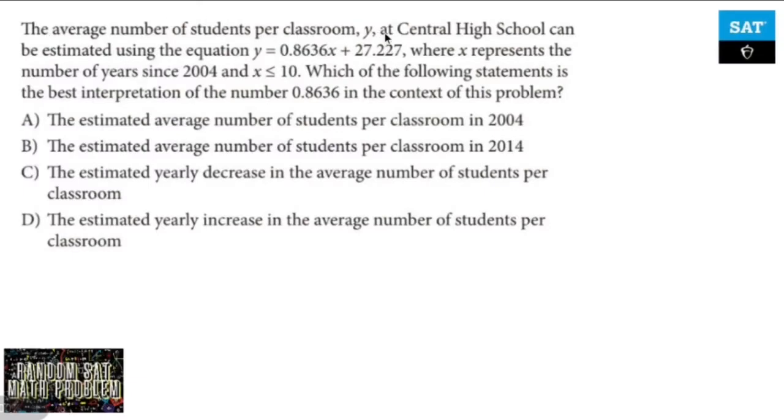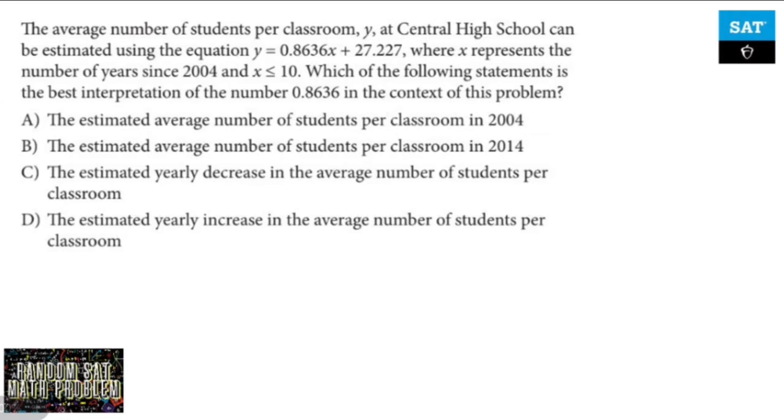The average number of students per classroom Y at Central High School can be estimated by using that equation right there. X represents the number of years since 2004, and X has to be less than or equal to 10 for some reason. I guess I don't care about 2005 or whatever. Which of the following statements is the best interpretation of that number in the context of this problem?